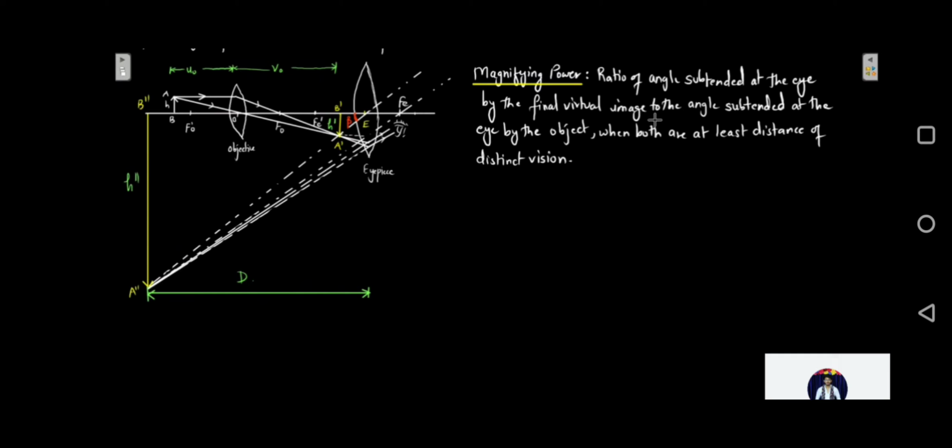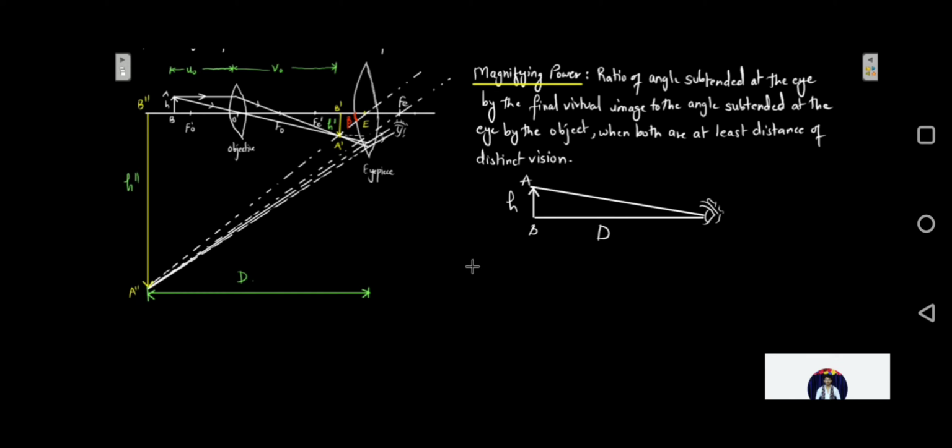The angle subtended at the eye by the object when the object is at the least distance of distinct vision. My image was already at the least distance of distinct vision when it subtended the angle beta, and the object also has to be at the least distance of distinct vision. So let us draw a separate diagram here. Let us say this is my object AB, which I have kept at the least distance of distinct vision D, and on this side is going to be my eye. This is the height of the object, that is AB.